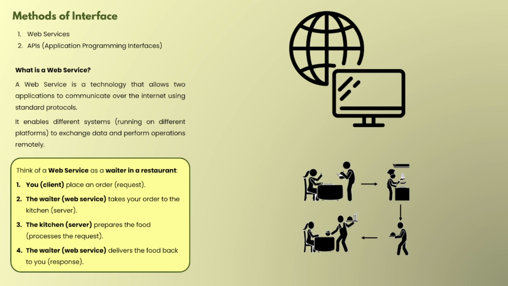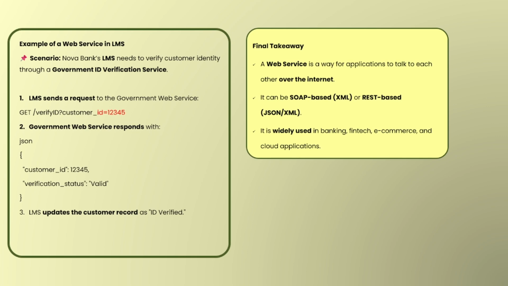Now we will see a real life example of a system interface. The scenario is very easy, technically a little bit tough for you, but easily digestible. The scenario is that Noah Major Bank's loan management system needs to verify customer identity through a government ID verification service. You need to understand there are two different systems, two different software. One is Noah Major Bank's loan management system, and the other is the government ID verification service. So what does Noah Major Bank need to do? See, in step number one, the loan management system sends a request.